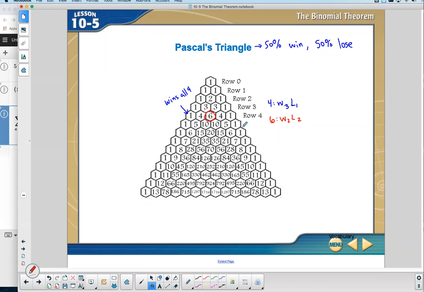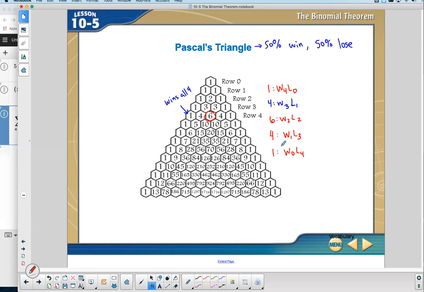This spot, this 4, says you'll have 4 that win once, lose 3 times, and you'd have 1 person who doesn't win at all but loses all 4 games. So that's the idea of these numbers. For every 1 person who's going to win every game, let me write that at the top: 1 person who wins 4, loses none. You have 4 people who win 3, lose 1. 6 people who win 2, lose 2. 4 people who win 1, lose 3. 1 person who wins none, loses 4.